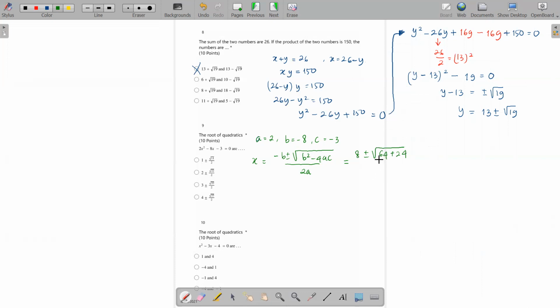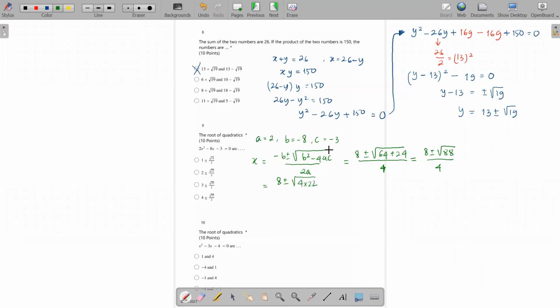Okay, then you will get over, sorry, 2 times 2 is 4, so you will get 8 plus or minus the roots of 88, right? So 88 over 4. Okay, so in this case, you will get 8 plus or minus. So 88 is actually 4 multiplied by 22. Okay, so it is equal to 4 multiplied by 22.